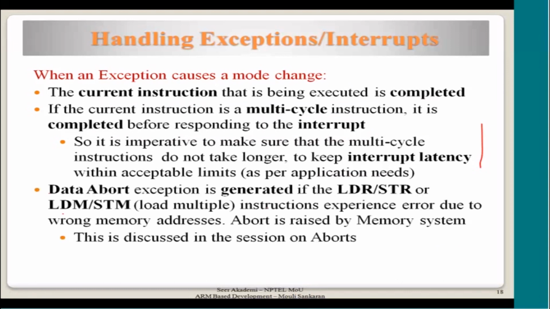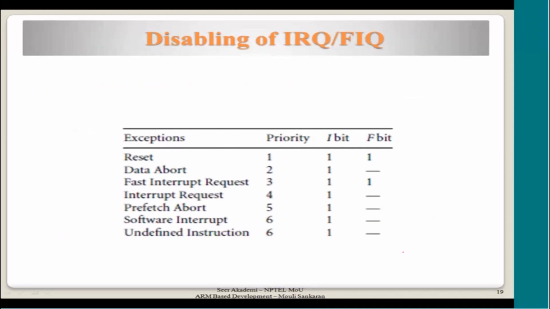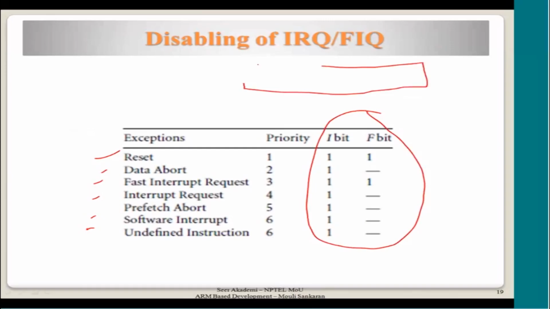Data abort is generated if LDR or STR encounters a problem, which I explained already. Okay, we will have a detailed discussion on this later on. Now, one more point I want to highlight here. When these different aborts are happening, what happens to the IRQ and I bit? I mentioned to you that in the CPSR there are two bits which are maintained. If you remember, bit 7 and bit 6.